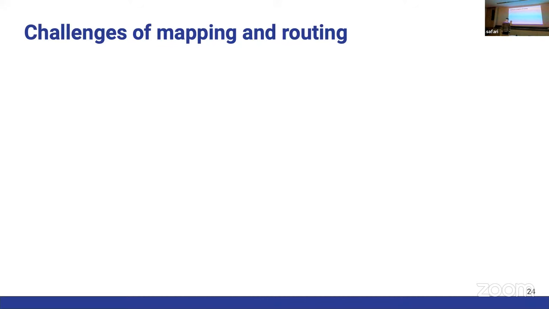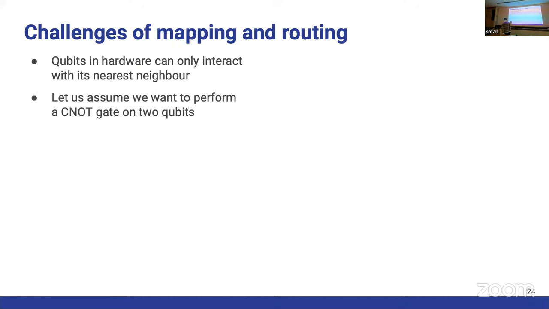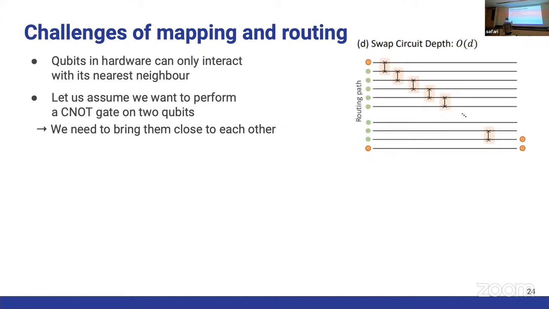All right, let's talk about mapping and routing. Qubits in hardware can only interact with their nearest neighbor. Let us assume we want to perform a CNOT gate on two qubits. That means that first, to perform the CNOT gate, we need to move those qubits physically close to each other in hardware. Here is one algorithm that reaches such a goal. We can see the orange qubits on the top and on the bottom. They are far away from each other, but there are several qubits in between. We can use swap gates sequentially to route the data from the top A qubit next to the bottom B qubit, after which these qubits can interact.